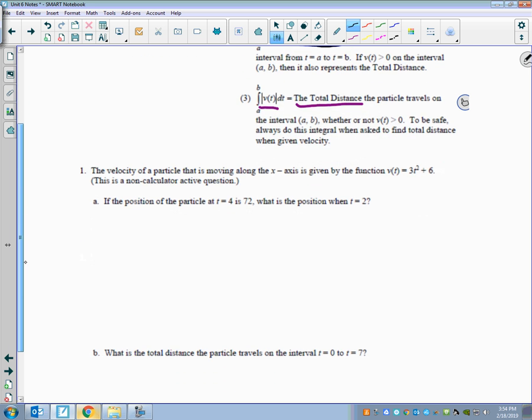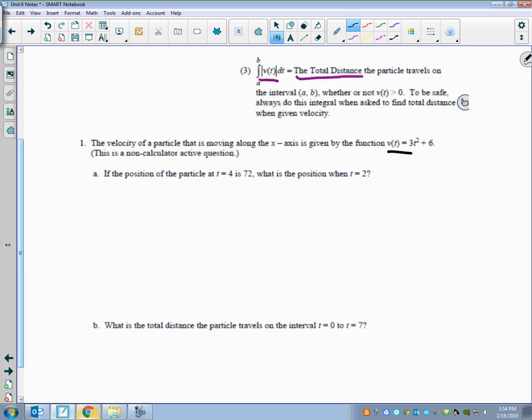So it says, doing this without a calculator, given the velocity 3t squared plus 6, and if the particle is at t equals 4 with position 72, what is the position when time equals 2? So if we put it in the order that we know it should go in, right? What is the position when time equals 2? I always thought it matters which one you do, but it doesn't seem like it does. So let's see if I can screw this up again.